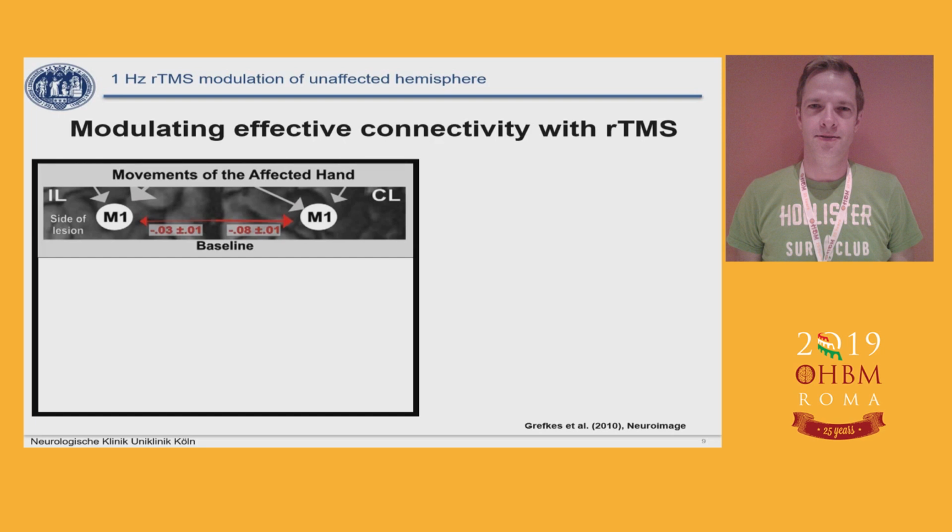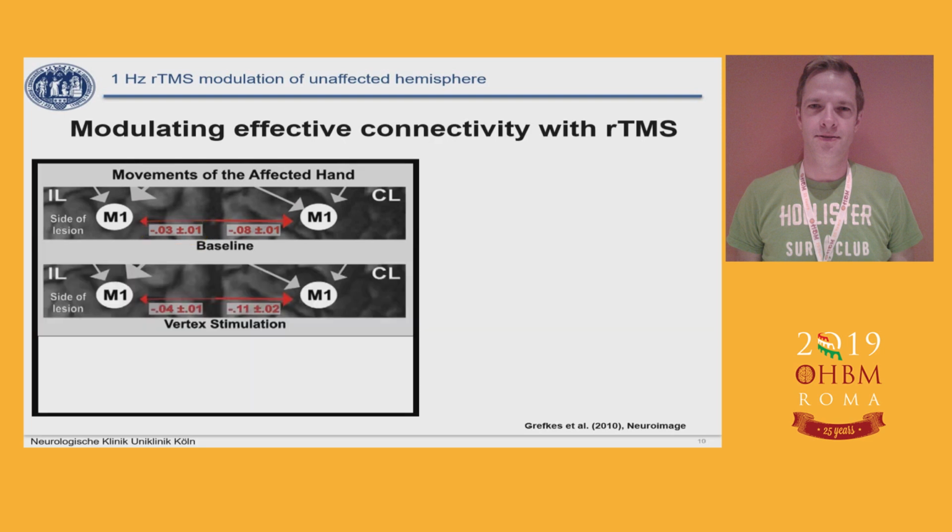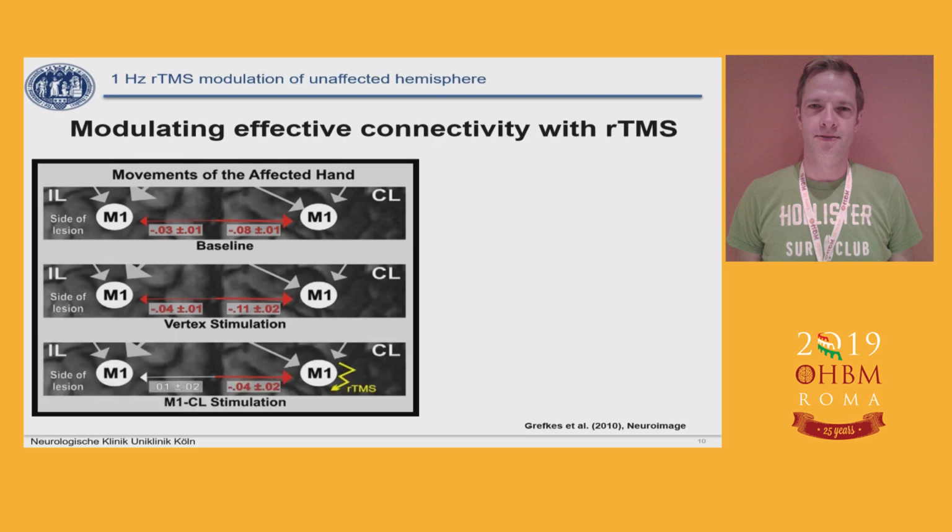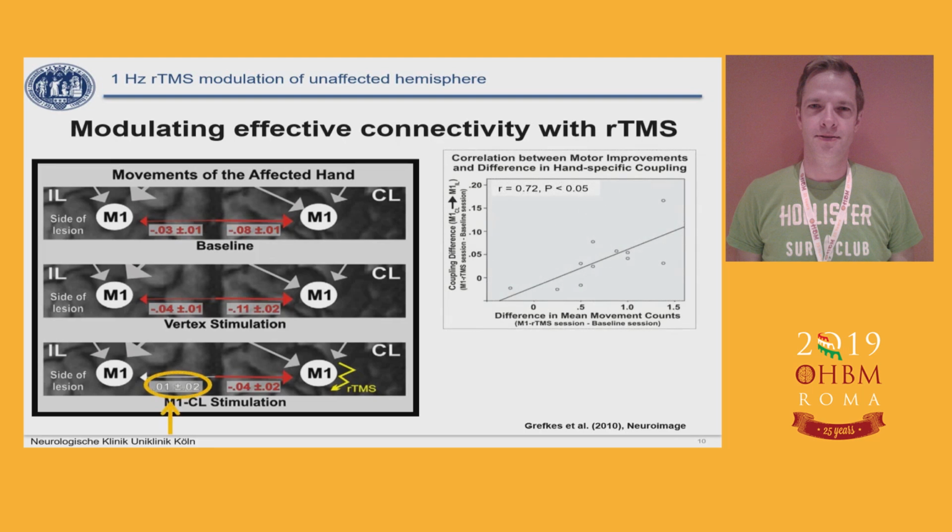And this was a baseline situation where we see this abnormal inhibitory effect, which is not present in healthy controls, and this inhibitory effect did not change after the control stimulation. However, when we downregulate motor cortex of the healthy hemisphere, we see that this abnormal inhibition cannot be detected anymore. And the amount by which we removed or reduced the inhibitory effect was significantly correlated with behavioral improvement.